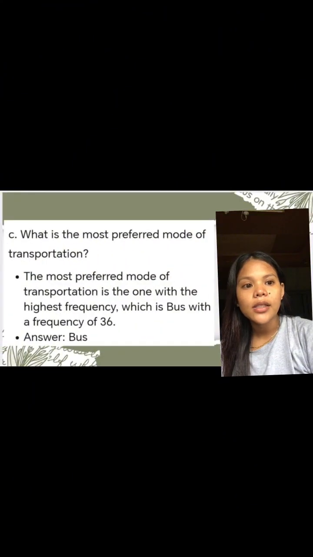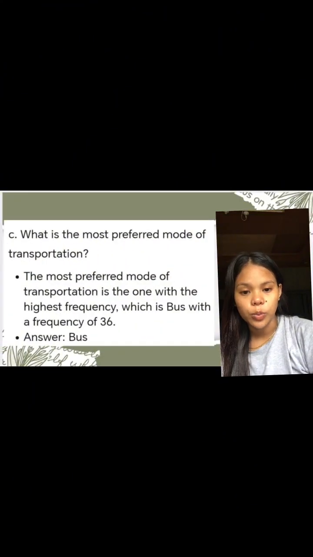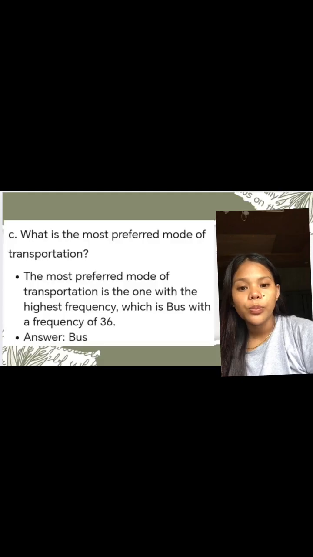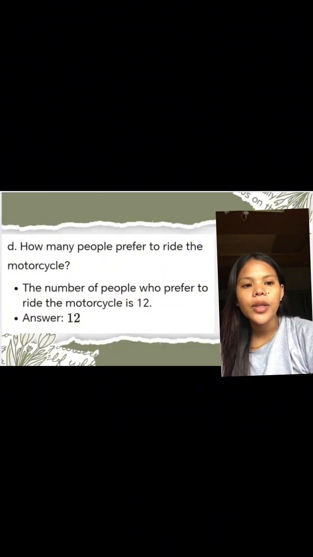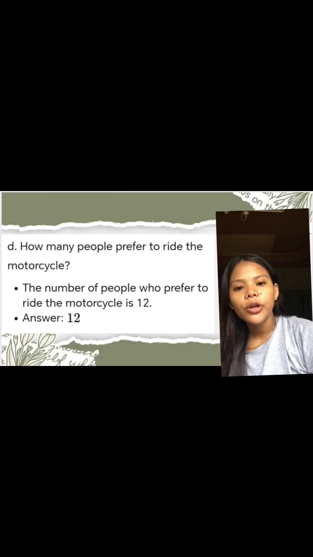C is what is the most preferred mode of transportation? So, the most preferred mode of transportation is the one with the highest frequency. So, unsa man ang highest frequency dito? Which is ang bus nga naay 36 frequency. So, last is how many people prefer to ride the motorcycle? So, the number of people who prefer to ride the motorcycle is 12.